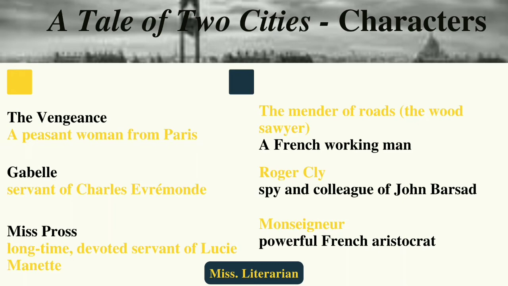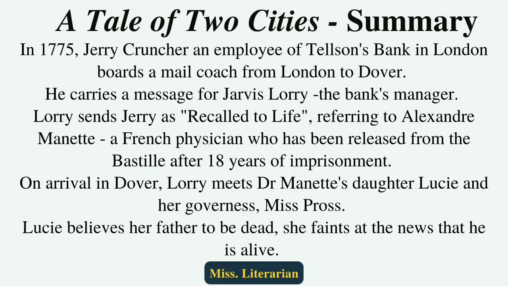Let us see the summary of the novel. The novel starts in the year 1775. Jerry Cruncher is an employee of Tellson's Bank in London. He flags down the nightly mail coach en route from London to Dover. Dover is a town in Kent, southeast England. On his journey, he carries a message for Jarvis Lorry. He is one of the bank's managers.